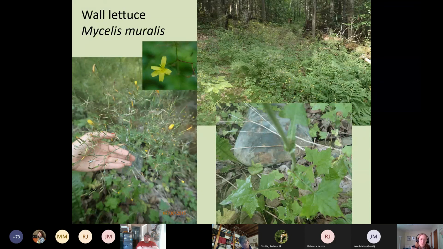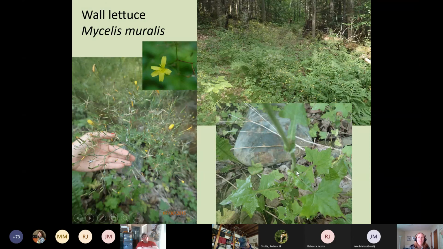Or, you know, if a deer is walking by, the seed can kind of get stuck in the fur. Or if you are walking by, it can get stuck on your pants. So it's very challenging to move through stands of wall lettuce because you feel terrible, you know, you feel like you're spreading the thing if it's in seed.